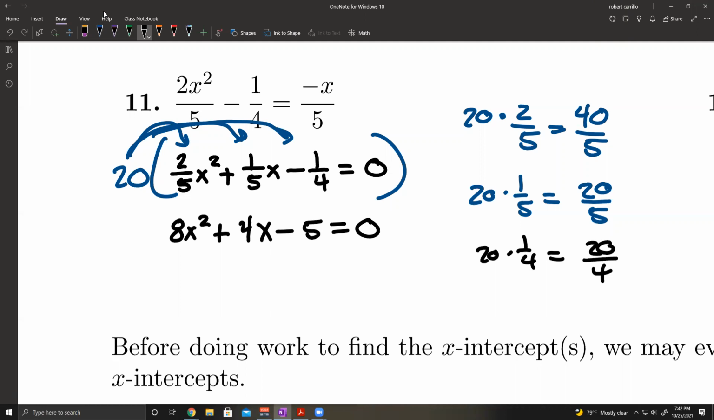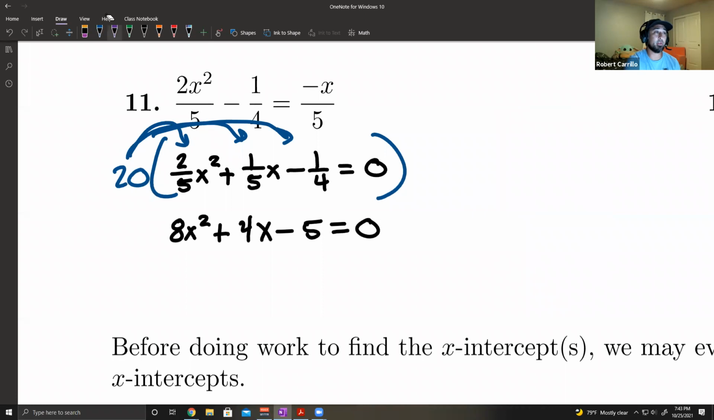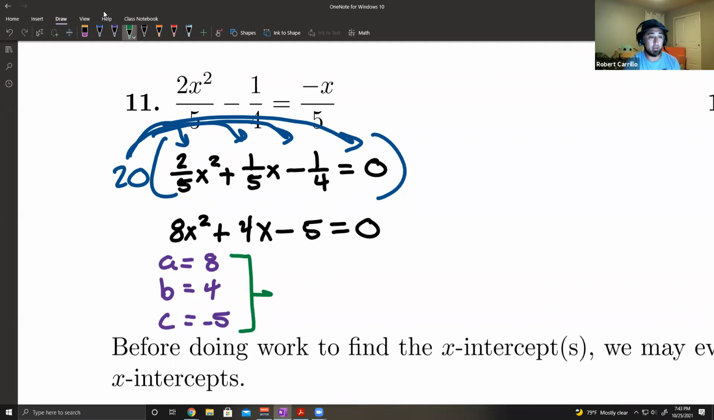Does that look better than the one above it? Mm-hmm. For sure. Okay. We could have done that in the last one, probably. That crazy fraction one. Oh, well. We live and we learn. Okay. Perfect. And of course, 20 times that 0 is 0. So now we know, what's the value of A? 8. What's the value of B? 4. And C? -5. There we go. Let's quadratic formula this.